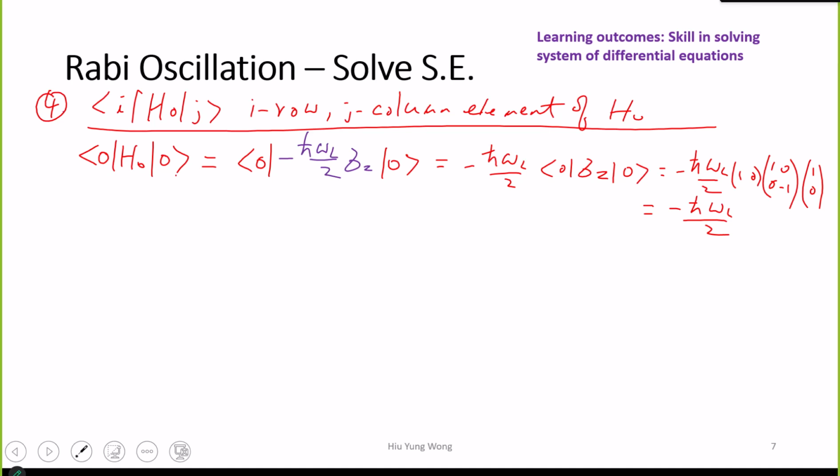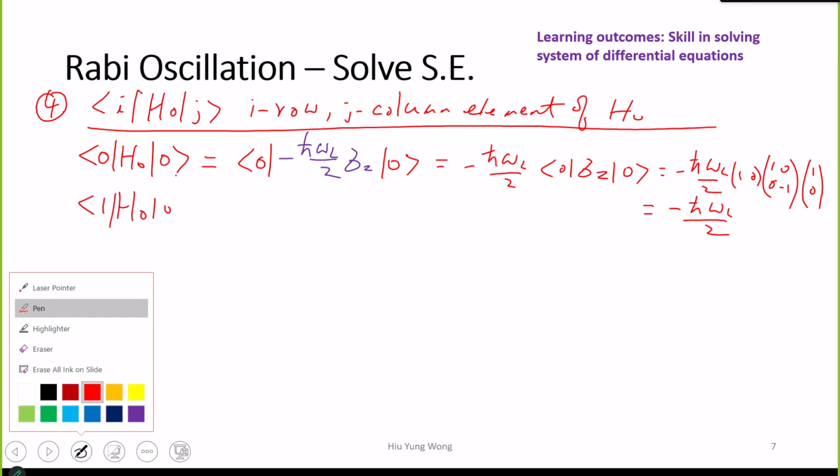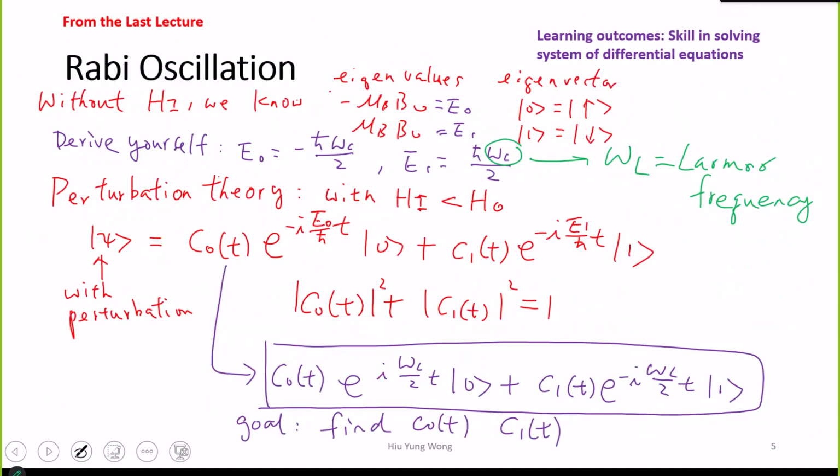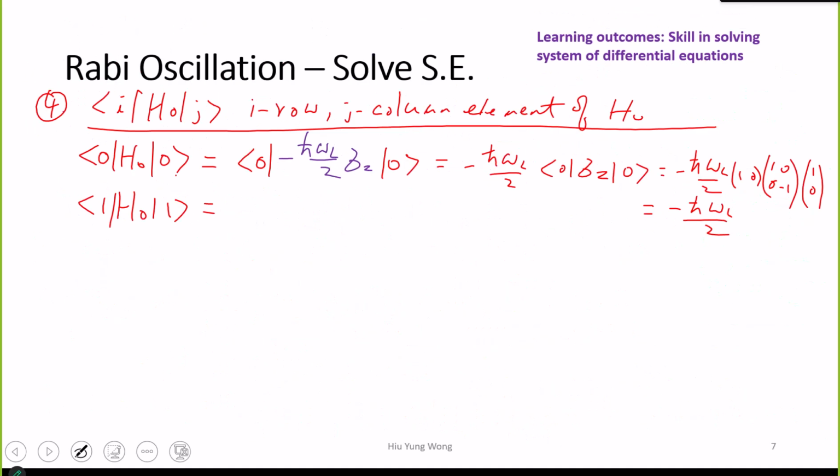Is that clear? Yeah? So similarly, of course, you know that ⟨1|H0|1⟩ equals to what? It is calculating the expectation value, the eigenenergy of state 1. What should that be? Positive. Thank you. Positive ħω_L over 2, right? You can go through the same derivation.